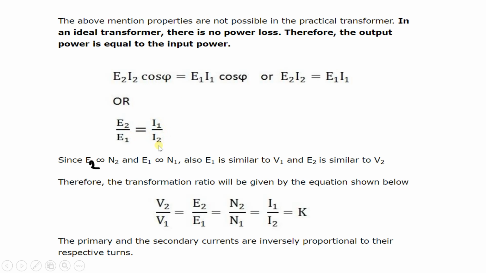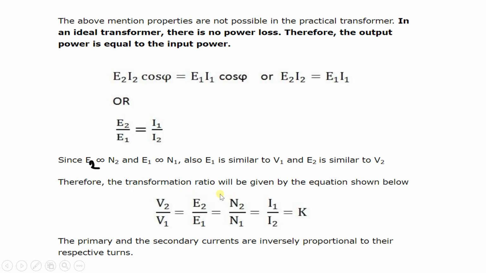to I1 upon I2. Since we know that E2 is directly proportional to N2, the higher the value of N2, the number of secondary windings, the higher the mutually induced EMF. Similarly, E1 is directly proportional to N1. Also E1 is similar to V1, where V1 is the applied voltage, and E2 is similar to V2. So therefore, this ratio E2 upon E1 or I1 upon I2 is called the transformation ratio.